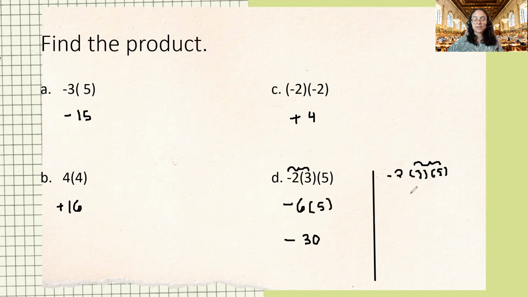For the right-hand side, instead of starting with the -2, I'm going to start by multiplying 3 times 5, which are both positive numbers. A positive times a positive will give me a positive 15. I bring down my -2. Now I have a negative number times a positive number, and I know that my result will be negative. 2 times 15 will also give me 30, and my final result will be -30. As you can see on the left-hand side and on the right-hand side, although we started multiplying different groups of numbers, we still got the same result.